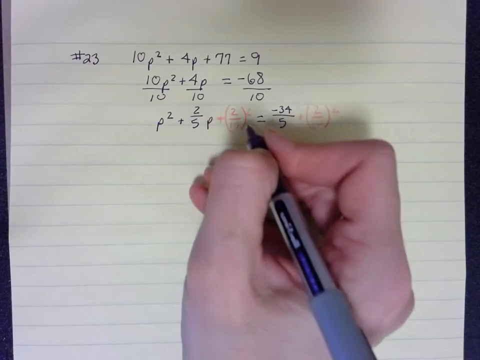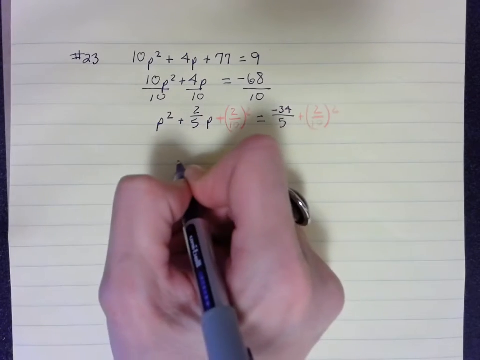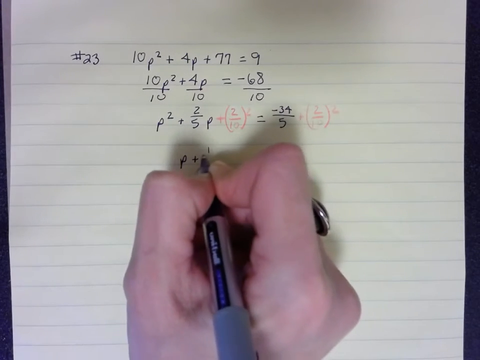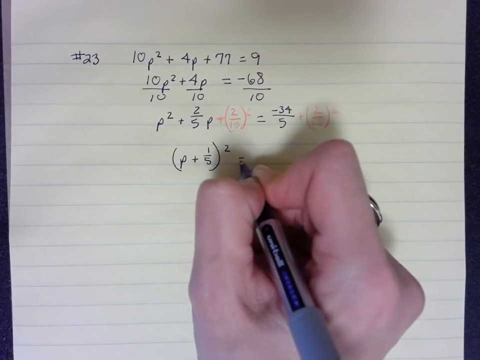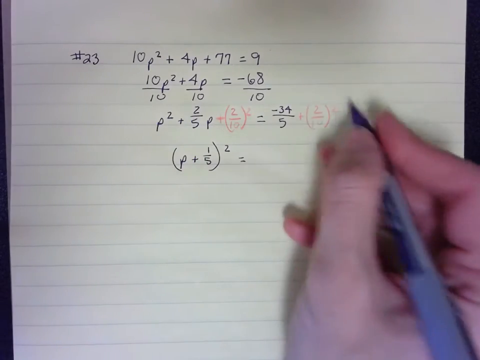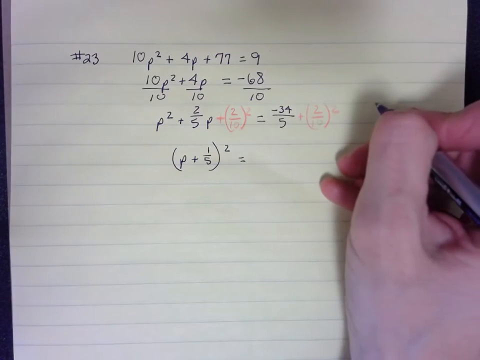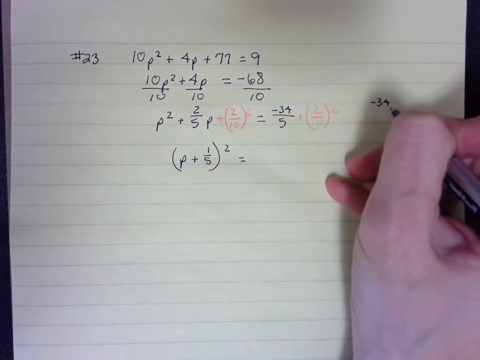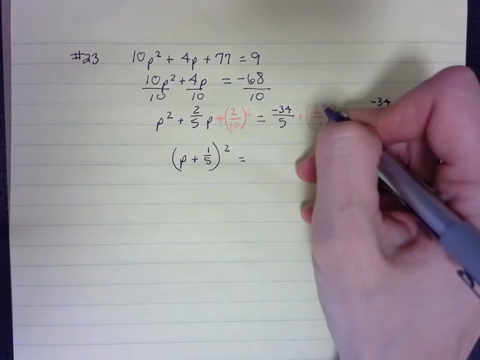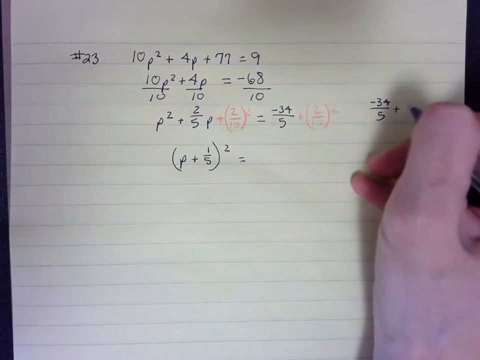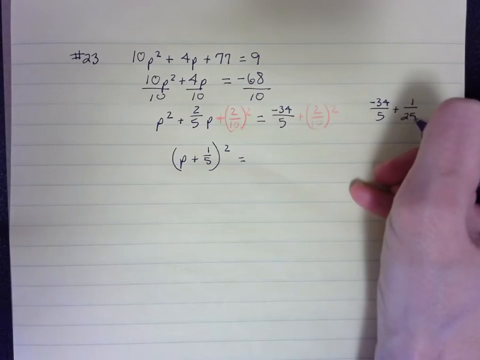So here I can simplify that by making that 1/5. So I'm just going to write p plus 1/5 squared equals, well, what is it going to equal? So now I have to do my math. So I have negative 34 over 5. I'm going to make this 1/5. So 1/5 squared is plus 1 over 25.